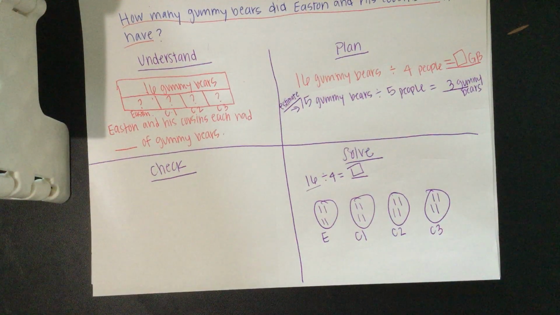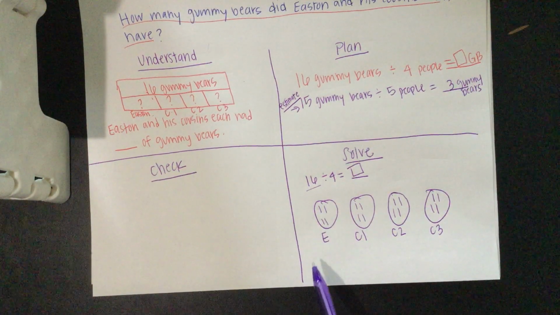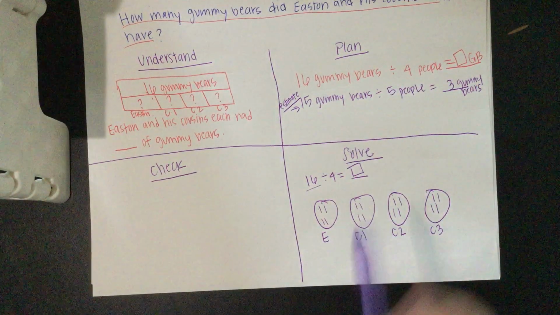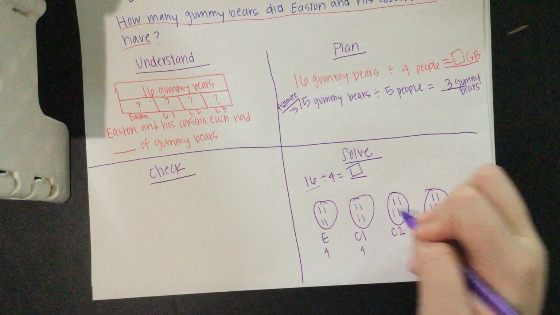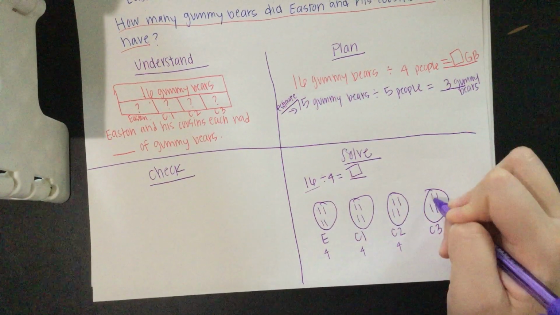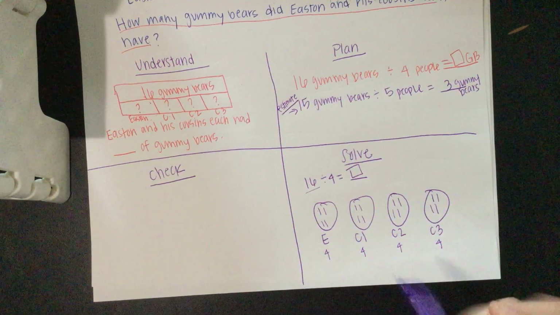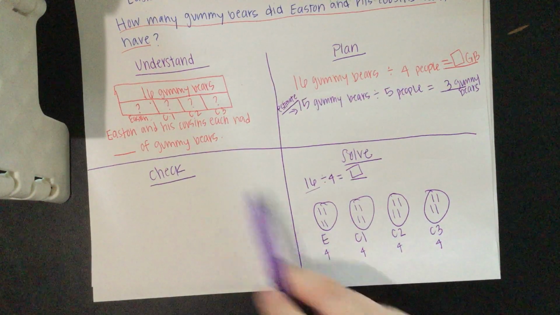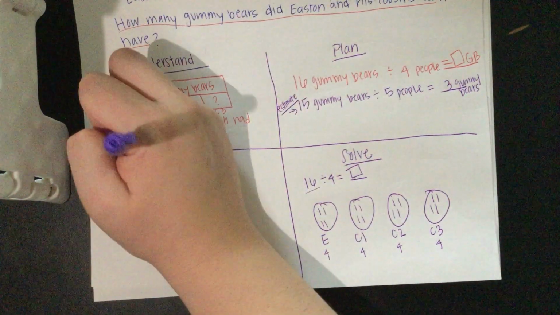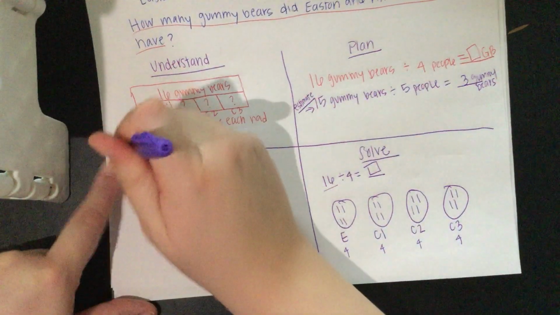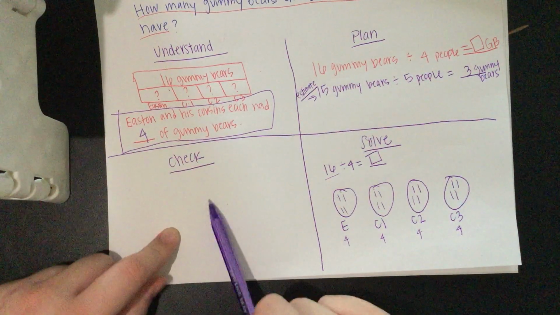I've got to 16, so how many gummy bears does each person have? 1, 2, 3, 4. I need to make sure that every person has the same amount. 1, 2, 3, 4. Each person has 4 gummy bears, okay? So Easton and his cousins each had 4 gummy bears. There's your answer. All right, I'm going to check my work, okay?